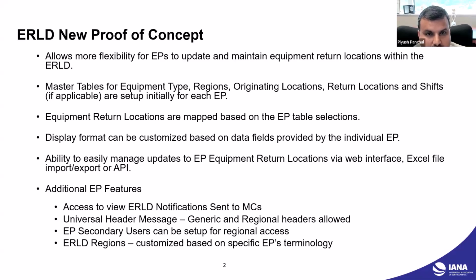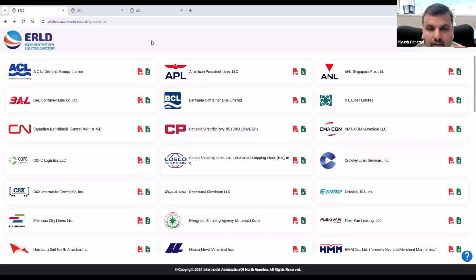Let me share my other screen. Okay. So this is the landing page for equipment return location directory, where all the participating equipment providers will be listed on this page. And this is a motor carrier view of equipment return location directory, where motor carriers can download the entire directory of return locations for individual equipment providers by accessing these two buttons. They have an ability to download the directory either in PDF format or in Excel format.